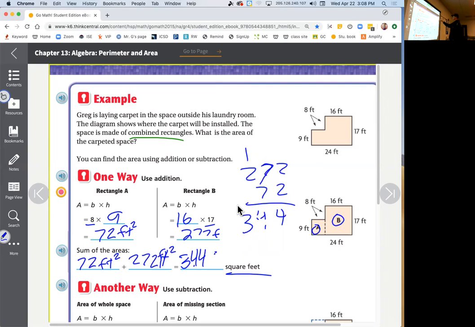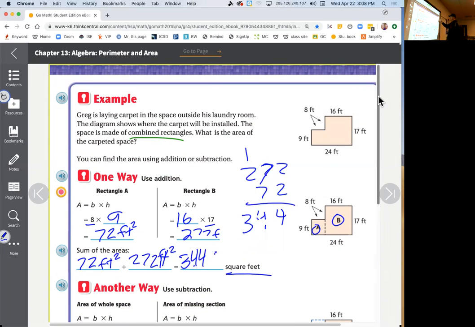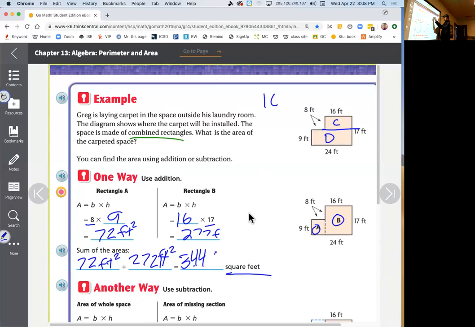Okay? Now the other way, let me just show you really quick. If we did it the other way, and we divided it, cut it in half like that, we get the same thing. So let's call this C and this one D. So C is 16 times 8, because it's 8 here and 16 here. That gives us 48, 48, so that one's 128.